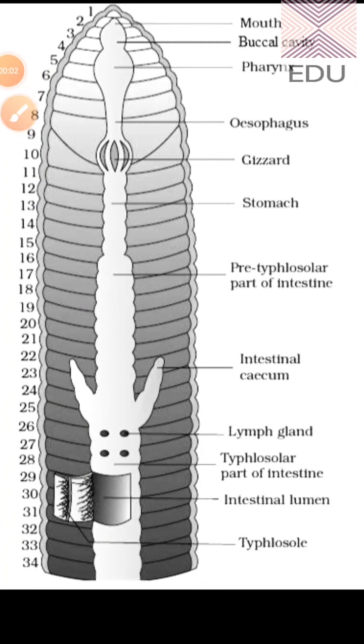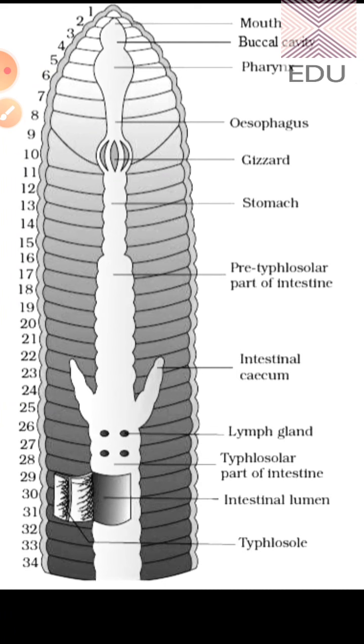Very good morning, students. So today we are taking up the digestive system of the earthworm. Here, the very first thing to be mentioned is that this is the alimentary canal of the earthworm. And whenever we add the digestive glands into it, then it is said to be the digestive system. So the digestive system is the sum of the alimentary canal and the digestive glands.